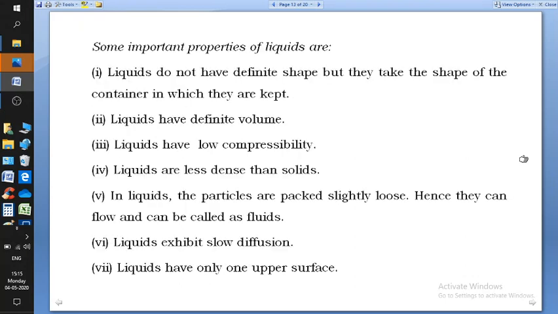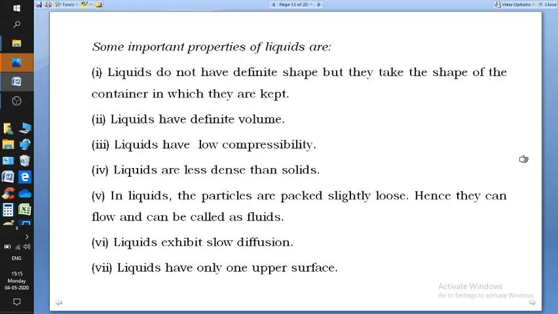Some properties of matter in a liquid state are: liquids do not have definite shape, but they take the shape of the container in which they are kept. I've already mentioned that. Number two, liquids have a definite volume. They occupy space, so they'll have a definite volume. Liquids have low compressibility. You can't compress a liquid so easily. You can to some extent, okay? So therefore it has a low compressibility.